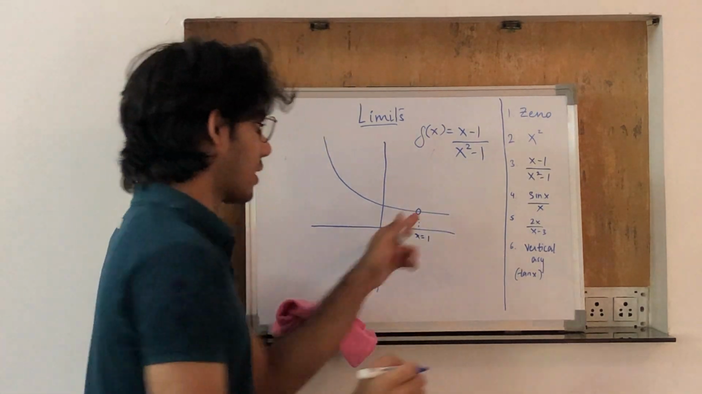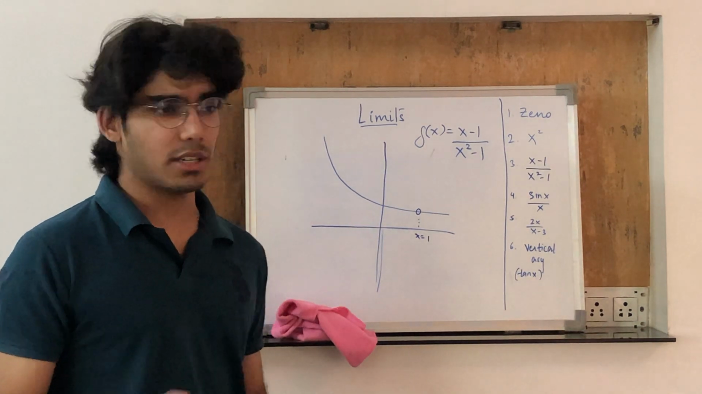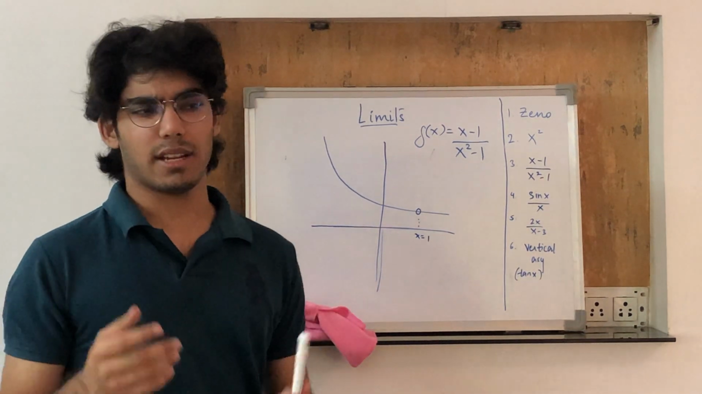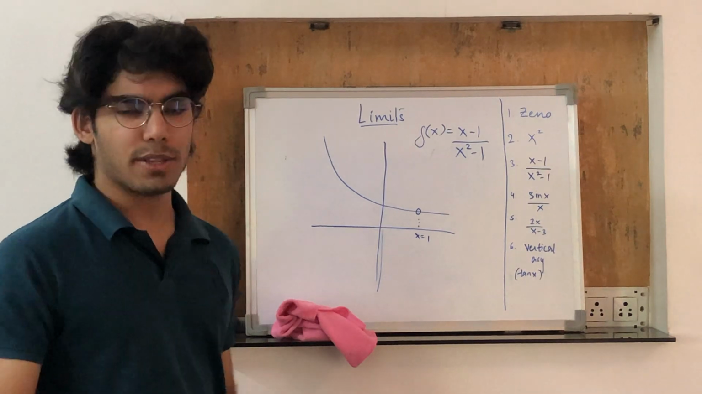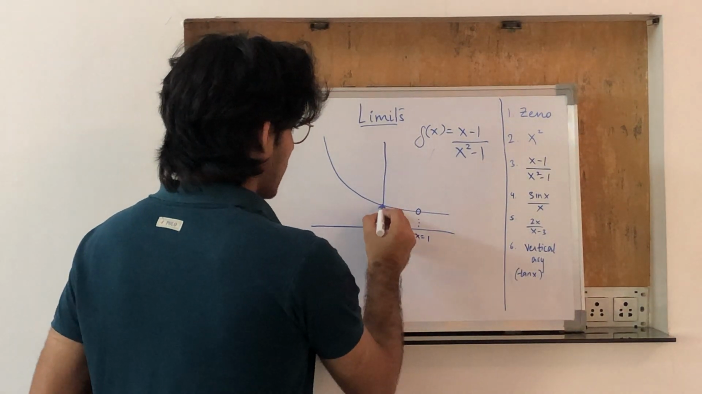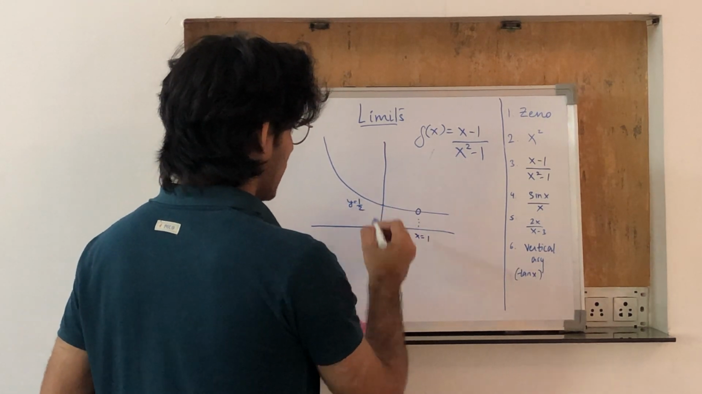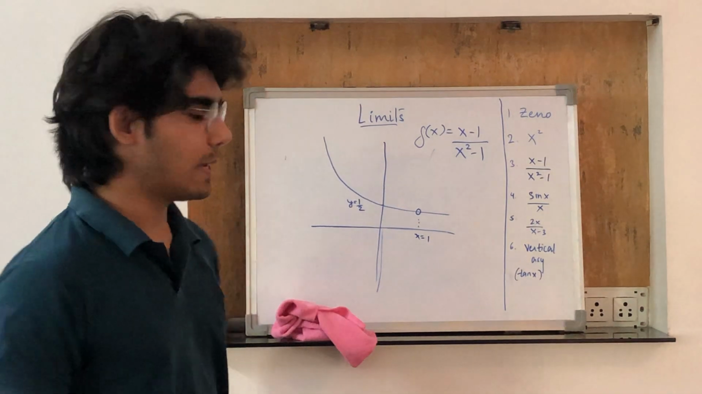And we put a circle here, an empty circle, which denotes that this function is discontinuous at x equal to 1, which means that it's not going to take any value for x equal to 1, right? So one way is to just look at the graph and see that the value is going to be 1/2, right?